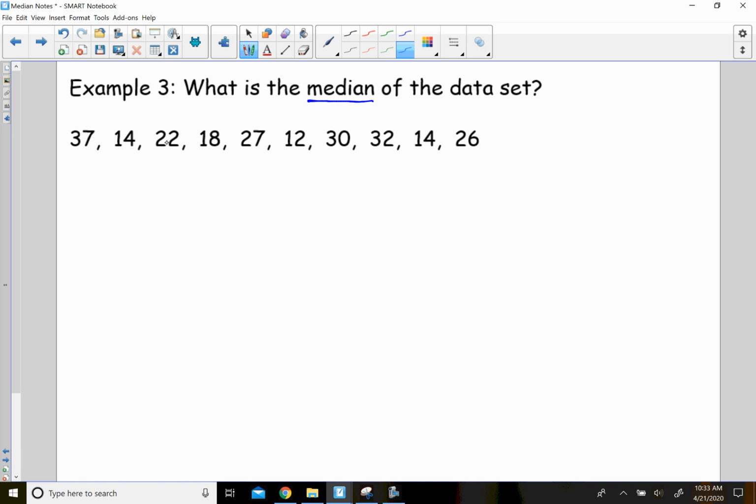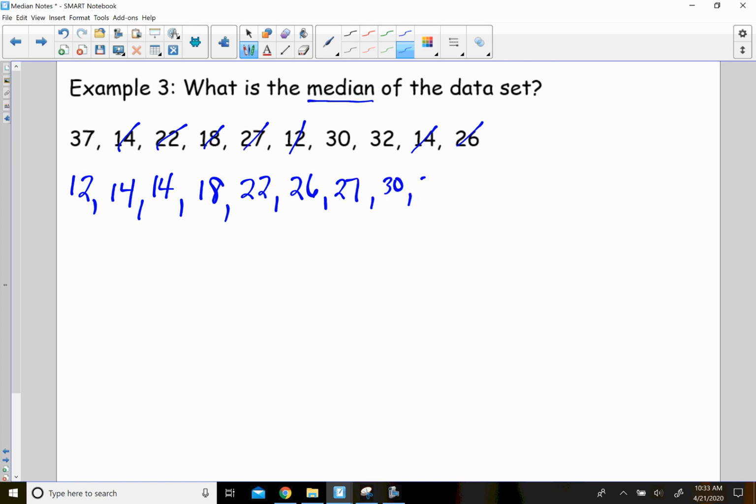So you have 1, 2, 3, 4, 5, 6, 7, 8, 9, 10 numbers. So my lowest number is 12. So step 1 for median is put the numbers in order. Followed by 14. Looks like I have 2 14s in there. Then I have 18. And if I look around after 18, I have 22. And 26 and 27. Followed by 30, 32, and lastly 37. So 1, 2, 3, 4, 5, 6, 7, 8, 9, 10. I have 10 numbers in order from least to greatest.